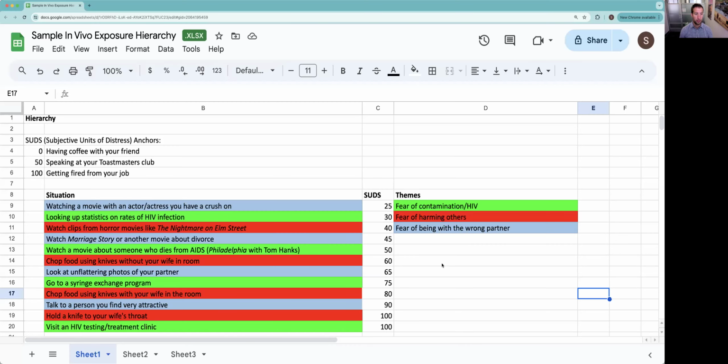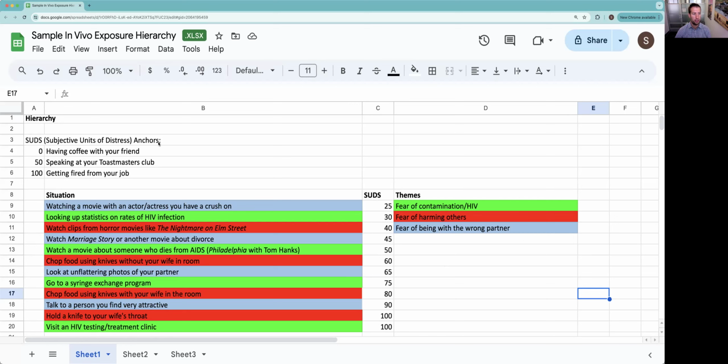Okay, so there we go. So this is what we call a sample in vivo exposure hierarchy. In vivo really just means something we confront in real life versus just in our imagination. There is another exposure called imaginal exposure, which I will save for another video. Today, we're going to be talking about just exposures involving something we confront in our real life. So let's dive in here.